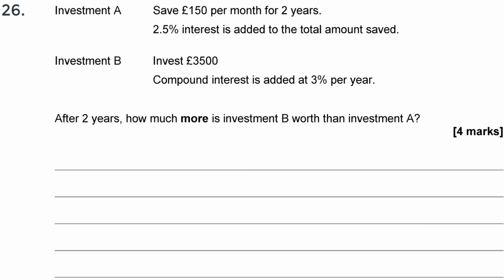Investment A, save £150 per month for 2 years. 2.5% interest is added to the total amount saved. Or we've got investment B, invest £3,500. Compound interest is added at 3% per year. After 2 years, how much more is investment B worth than investment A? Okay, let's start with investment B then.